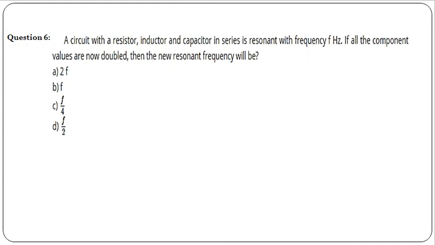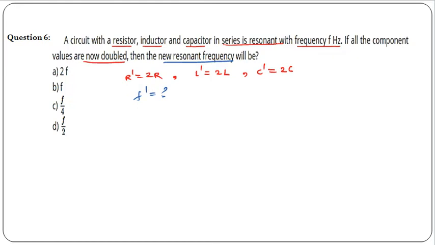Now let us see the next question. A circuit with a resistor, inductor and capacitor in series is resonant with the frequency f hertz. If all the component values are now doubled, it means the new resistance R dash is equal to 2 into R, the new inductance is also doubled, that is 2L, and the new capacitance is also doubled. So we have to calculate the new resonant frequency, that is, the f dash value. We know that for the original series RLC circuit, the resonating frequency is given by 1 by 2 pi root L into C.